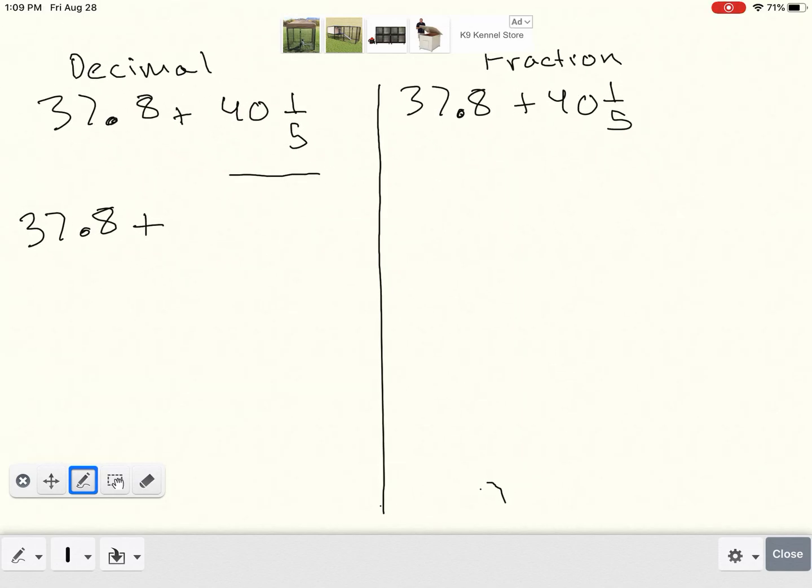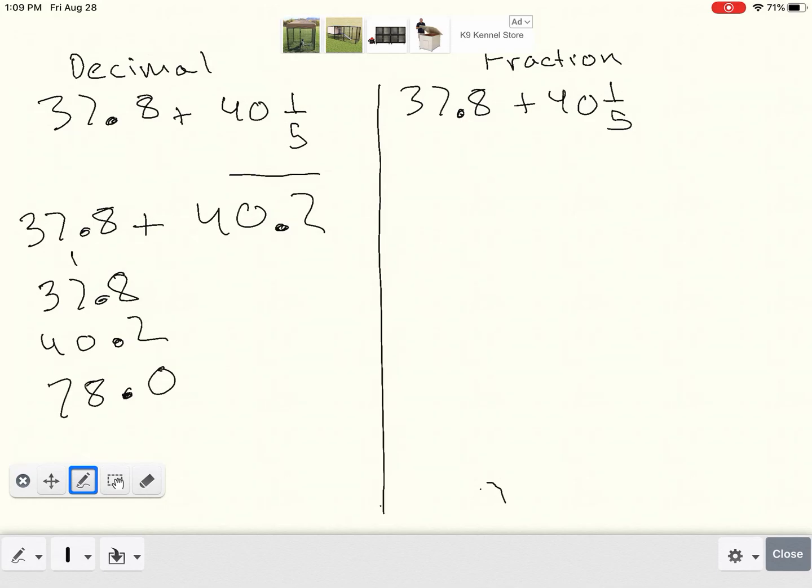All right, let's go back to our problem. So this is going to be 40.2. Remember, because 1/5 is equal to 0.2. All right, so now 37.8 plus 40.2. Well, let's just line these up right here. All right, so 8 plus 2 would give us a 0 down here. We'll carry our 1, make that an 8, because 7 plus 1 is 8, and then 4 plus 3 would be 7. So this would equal 78. So our value right here is 78.0.